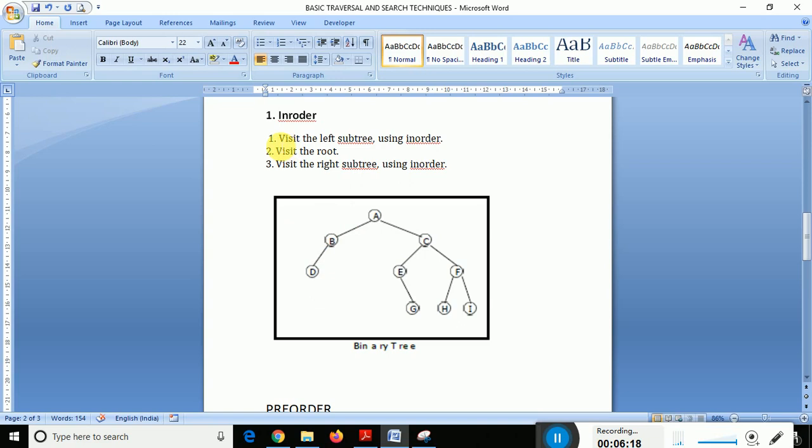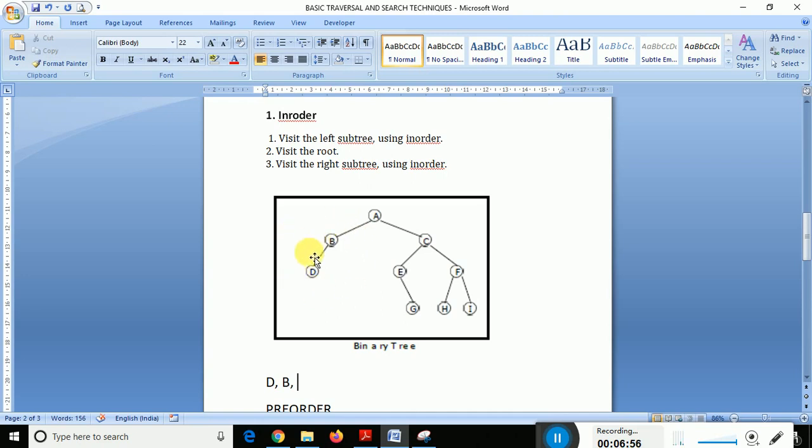The rule says visit the left subtree, then root, then right subtree. So visiting the left subtree means what? In this left part, B is there, D is there. D is the left subtree, B is the root. So D we have to write, that is the node D we have visited. Understood? Left is done, next we'll move to the root. In this part, which one is the root? B is the root. We have visited the B node, that is the B vertex.